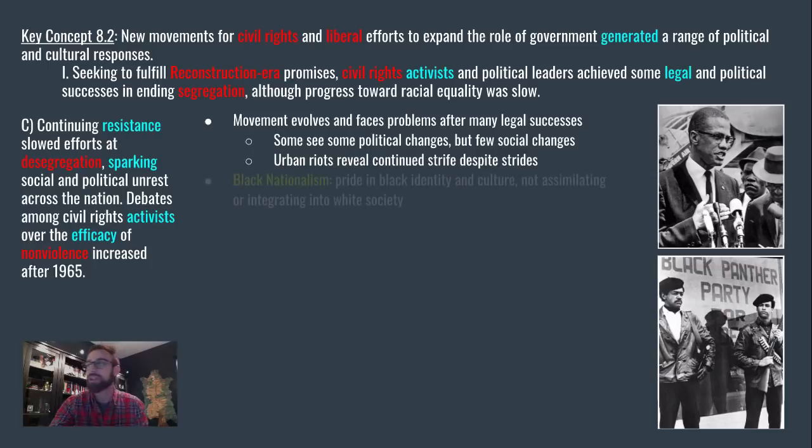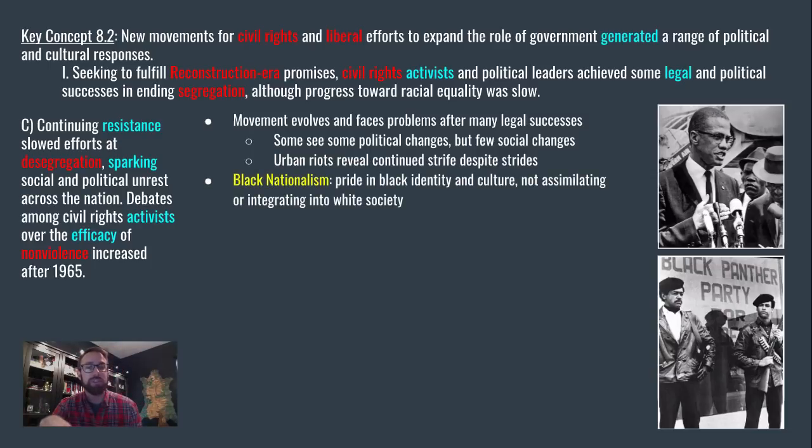One was black nationalism. This is just the idea of having more pride in being black and black culture and not wanting to assimilate or integrate into white society. Now, this ties into something we studied before with Marcus Garvey in the 1920s. Those ideas existed back then. They're existing again in the wake of the success and lack of economic and social strides forward of the civil rights movement.